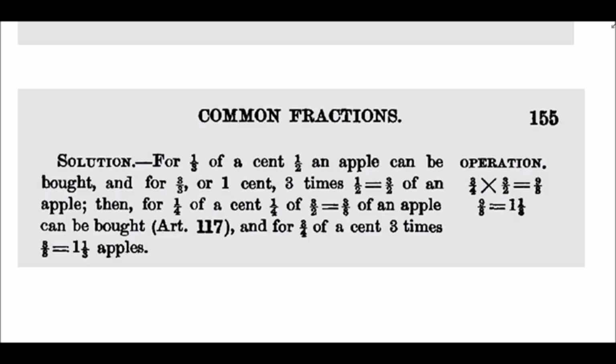And then we need 3 times that for 3/4 of a cent. So we get 3 times the 3/8, which gives us 9/8, or 1 1/8 apples. And even back in 1877, the author intended that students would be able to follow through this solution and make sense of it, and have the understandings necessary to get through it.